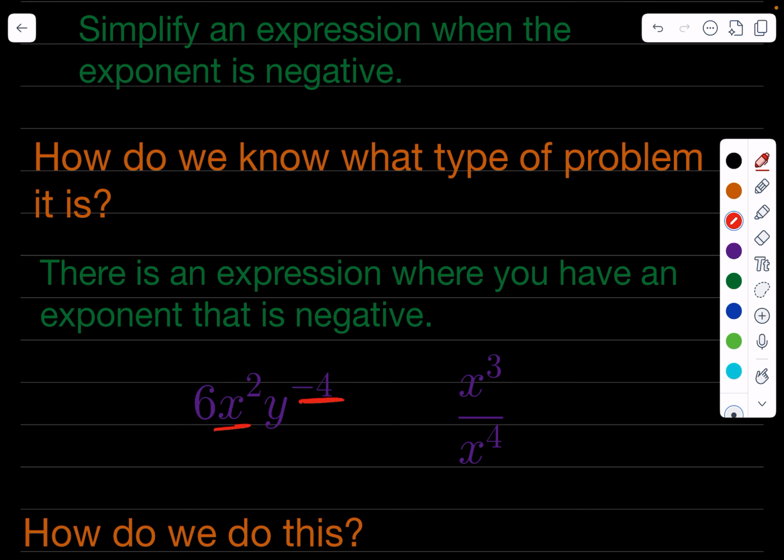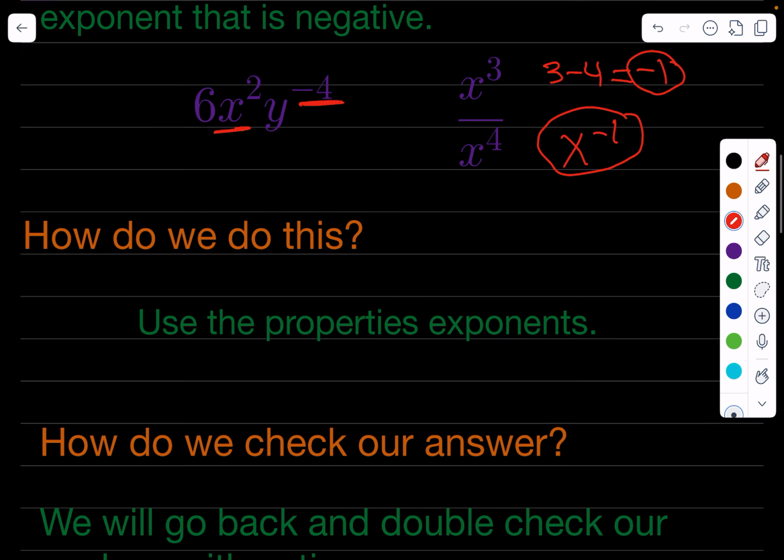And then another way this will happen is if we look at our division rules, we subtract. So I've got 3 minus 4 is going to be equal to negative 1. So after we apply our quotient rule, we're going to have x to the negative 1 here. How do we do this? We're going to use our properties of exponents. There is a property for negative exponents.